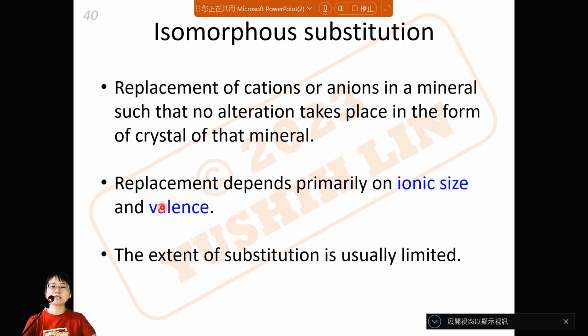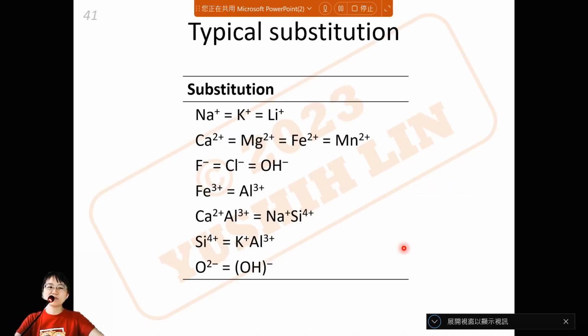We come back to these two important conditions again and again. The extent of substitution is usually limited. If you replace too many bricks in your body, even though for each individual step the change is small, the more you replace your bricks, the more the change will accumulate, and at some point the whole structure will collapse because you change too much. These are the typical substitutions we see in nature.